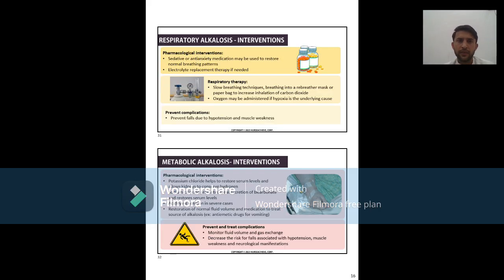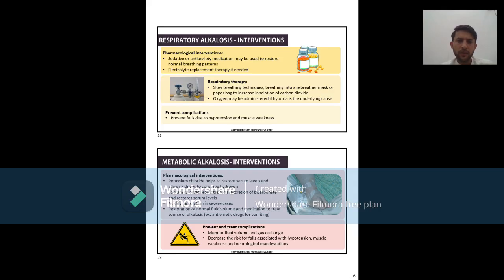mental status. In respiratory alkalosis, we also have important pharmacological intervention. Sedative or anti-anxiety medication may be used to restore the patient's normal breathing pattern. Electrolyte replacement therapy if needed. We discussed it in very detail. Respiratory therapy: slow breathing technique, breathing into a rebreather mask or paper bag to increase inhalation of carbon dioxide. Oxygen may be administered if hypoxia is the underlying cause. Preventing the patient from falls is a key nursing intervention, along with monitoring muscle weakness.